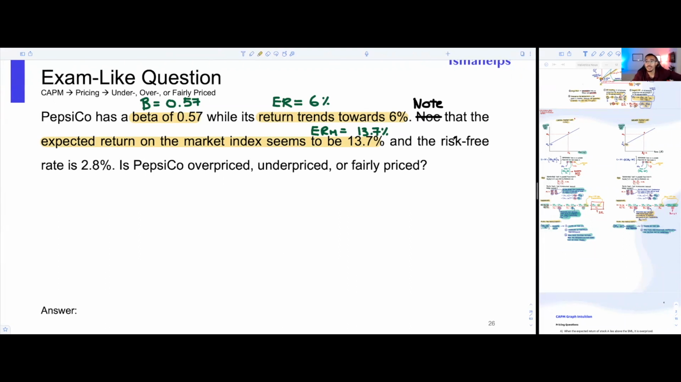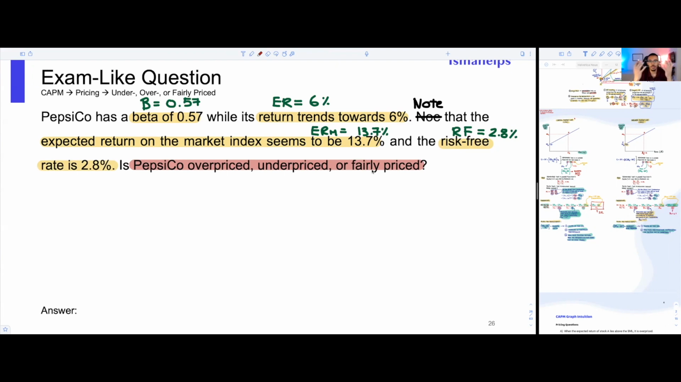But the risk-free rate is 2.8%, such that RF is equal to 2.8%. And we want to ask you, is PepsiCo overpriced, underpriced, or fairly priced? And that's going to be our mission for this question. We're going to try to figure out what we've got to do here.